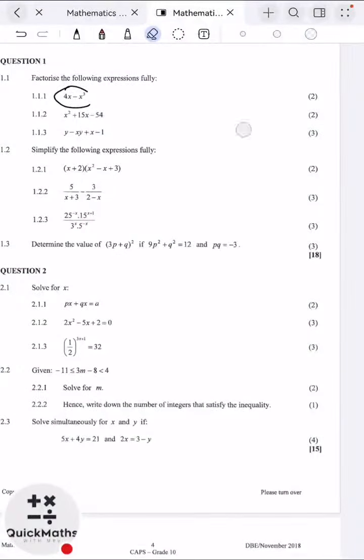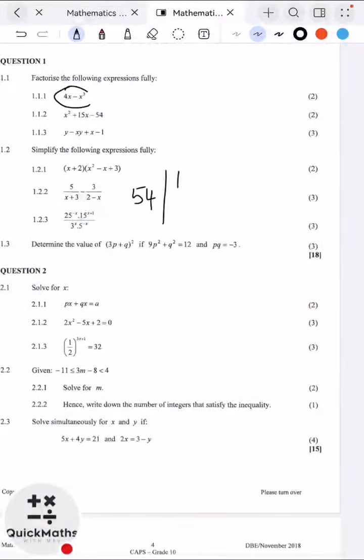So the first thing that you notice with the second one is that there are 3 terms. And if it's 3 terms, it's a trinomial. This is a basic trinomial in that there's a 1 in front of the x squared term. So what we do with this one is we write down the factors of our constant. We have a 54, so let's write down the factors of 54.